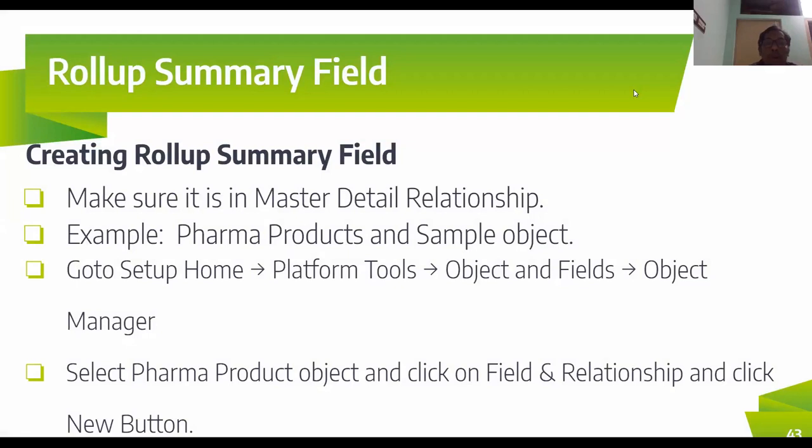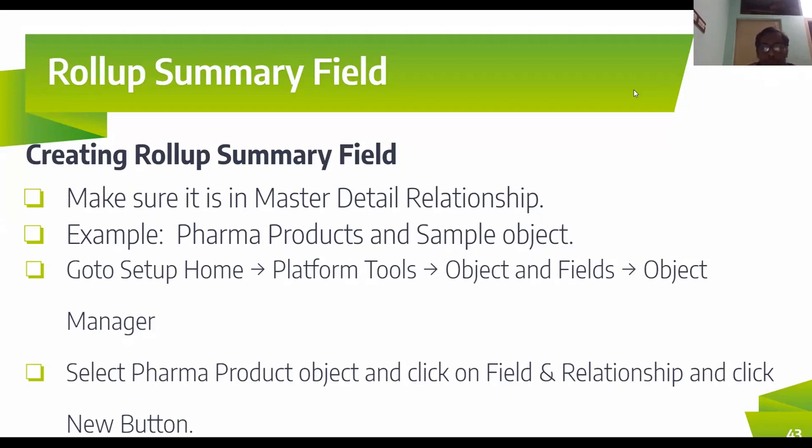Now let me see how to create a rollup summary. In order to create a rollup summary field, the first step is to make sure it is in a master-detail relationship. In this example, we are going to use two objects. One is Pharma product and the other is called sample object. Pharma product is going to be the master object and sample object is going to be the child object.